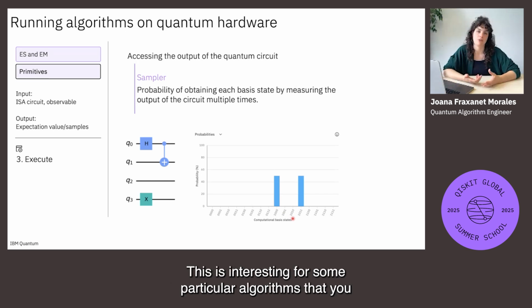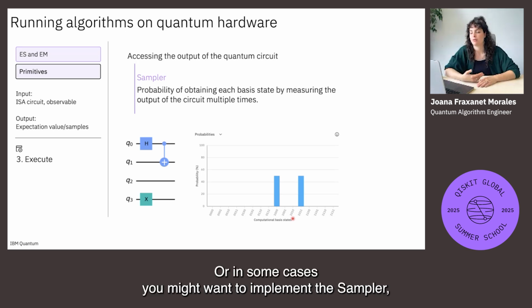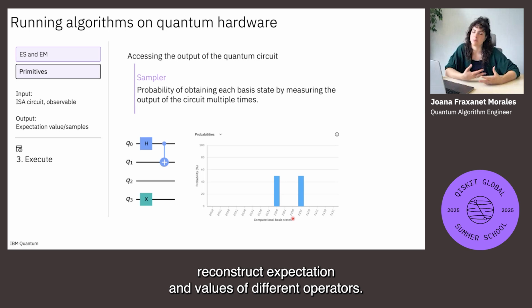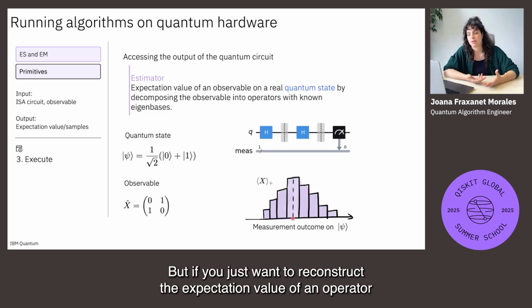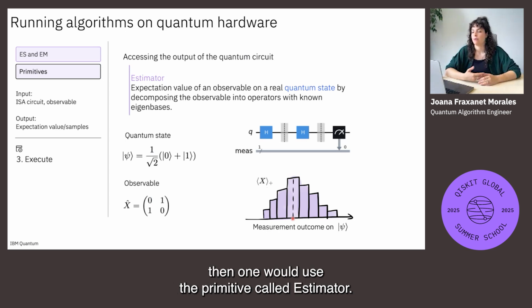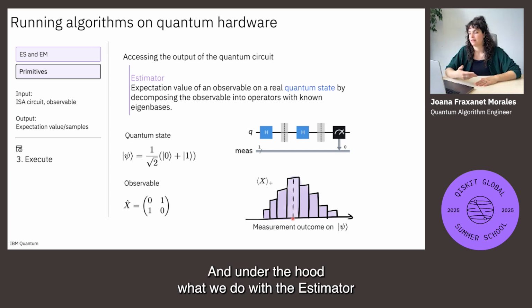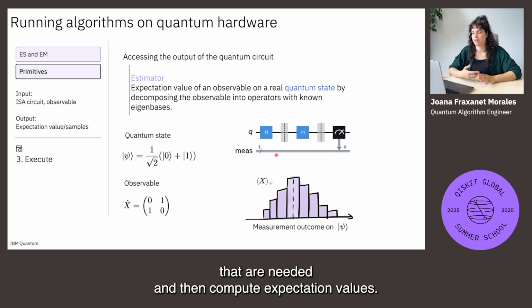This is interesting for some particular algorithms that you might want to implement, or in some cases you might want to implement the sampler and then from this information reconstruct expectation values of different operators. But if you just want to reconstruct the expectation value of an operator and you don't want to bother with how this is done, then one would use the primitive called the estimator. This is exactly what it does. Under the hood, what we do with the estimator is still use the sampler, but do the changes of basis that are needed and then compute expectation values.